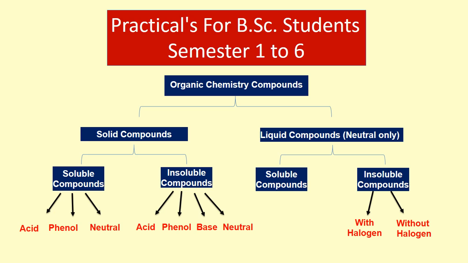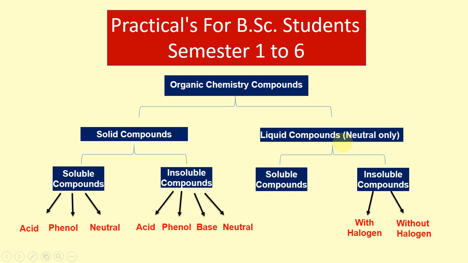Organic compounds are of two types, solid compounds and liquid compounds. Solid compounds also have two types, soluble and insoluble compounds, and the same for liquid compounds. Among solid compounds, the soluble ones are acid, phenol and neutral, and the insoluble ones are acid, phenol, base and neutral. Base is absent in the soluble group because a base is always insoluble in distilled water. This solubility is in water.